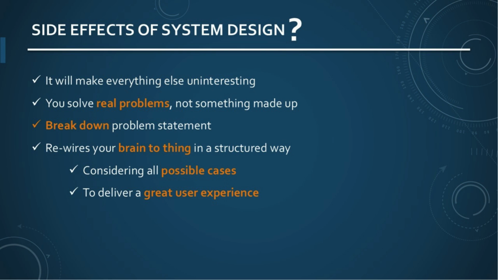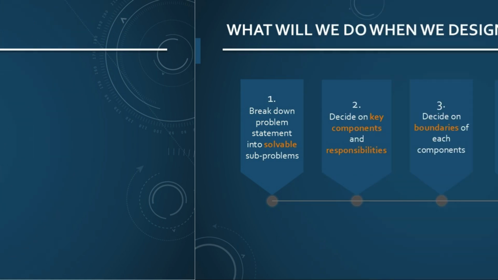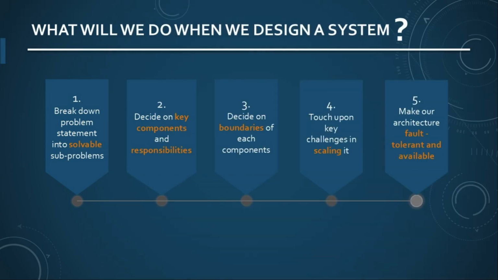And best part, you consider all cases, fault tolerance, availability, and you can literally find correlation to how we live, right? Okay. So what will we do when we design a system? We would break down the problem statement into solvable subproblems. Then we decide on each component, that, hey, these are the key components that I have. These would be the key responsibilities of each of the components.